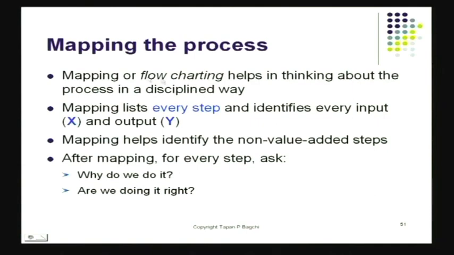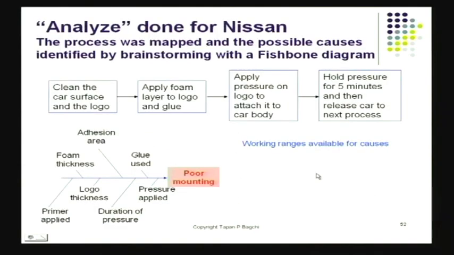Now this will be done once I've got the mapping done, and I'm going to give you an example. Here's an example. The same Nissan problem. We took a look at the process. And what did the process show us? The charting of the process showed that the first thing that was done in applying that logo on the back of the car, the logo was not welded. The logo was not welded to the car.